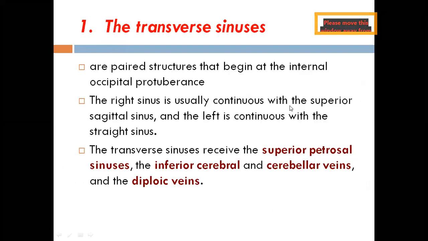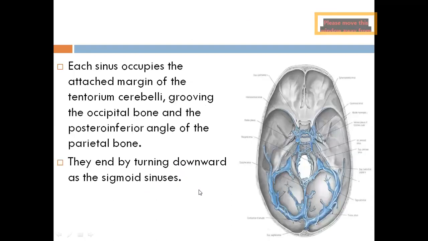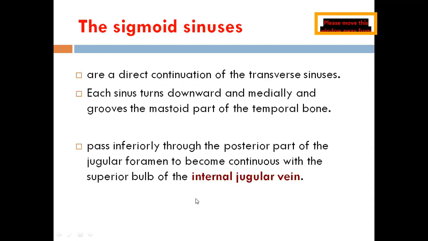The right sinus is usually continuous with the superior sagittal sinus and left is in continuation with the straight sinus. The transverse sinus receives superior petrosal sinus, inferior cerebral vein, cerebellar veins, and the diploic veins. So this is right transverse sinus, left transverse sinus, internal occipital protuberance.